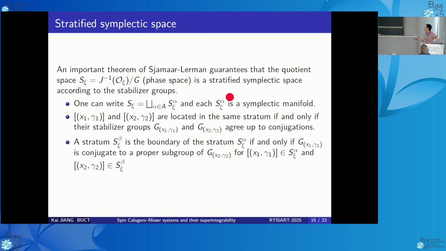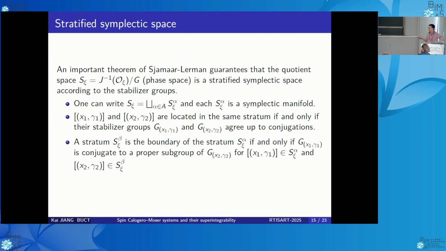Here alpha is in some index set, and the theorem says that two points in the quotient space are located in the same stratum if and only if their stabilizer groups agree up to conjugation. It means that if the stabilizer groups are conjugate to each other, then they are in the same stratum, and a stratum is in the boundary of another stratum if and only if its stabilizer group is conjugate to a subgroup of another stabilizer group, like this. So in fact, the conjugacy classes of stabilizer groups are equipped with a partial order.